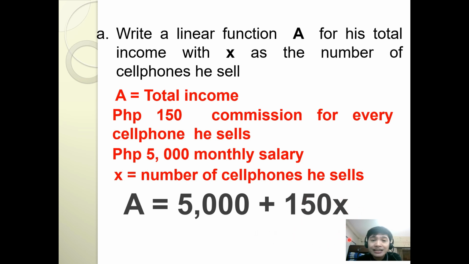150 pesos sa bawat cellphone na kanyang mabebenta. 150 to be multiplied to the number of cellphone na kanyang mabebenta. So, A is equal to 5,000 plus 150x. Yan po yung function na maglalarawan sa sitwasyon ng letter A. So, yan po yung sagot natin sa letter A.